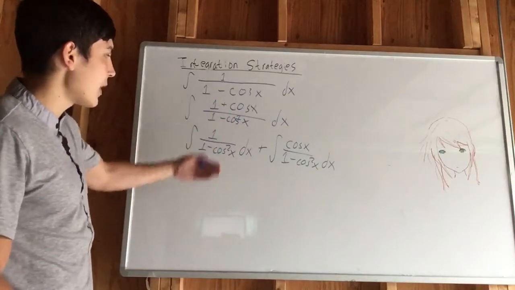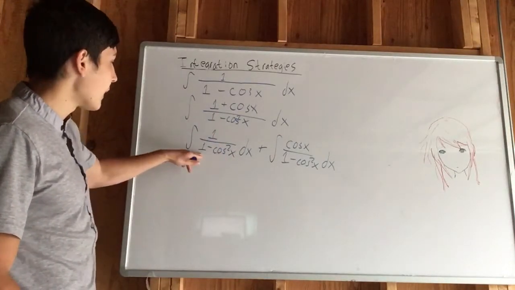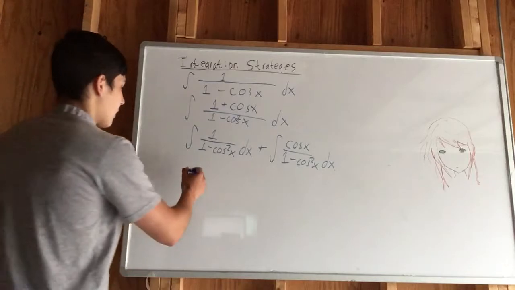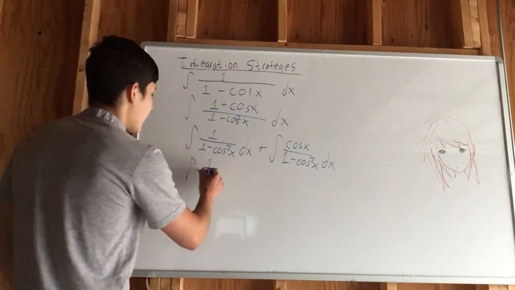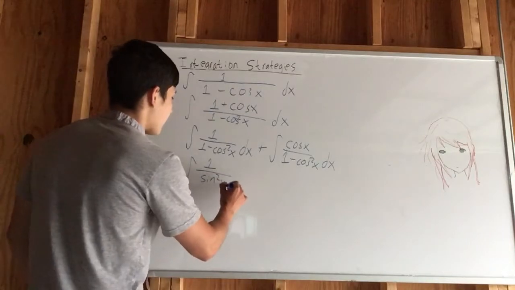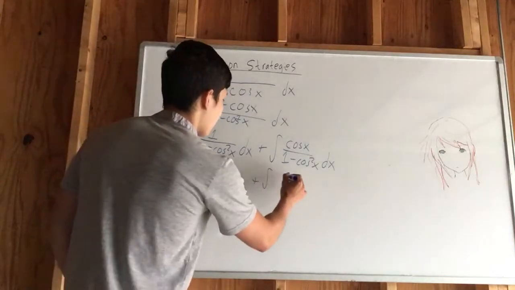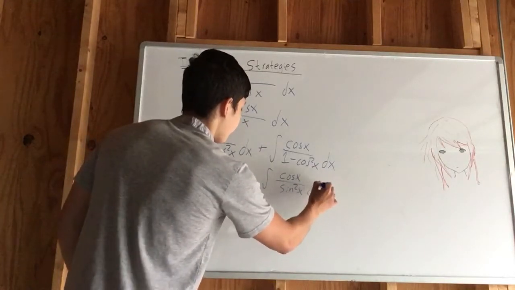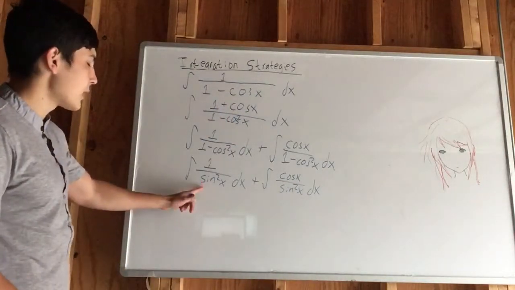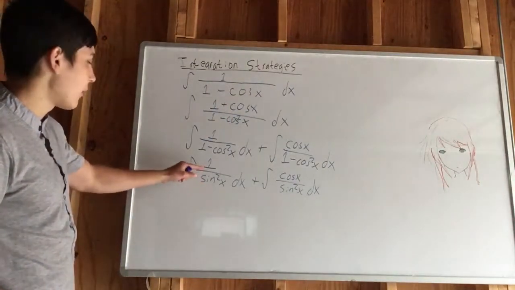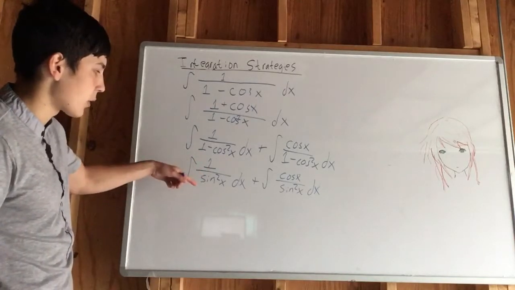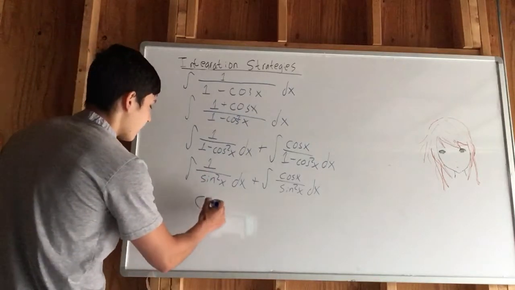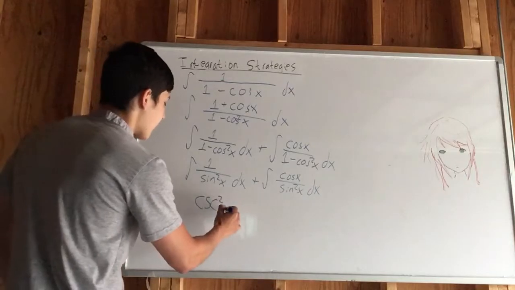Now we could have done this in the previous step, or we can notice it now, that 1 minus cosine squared of x is the same thing as sine squared of x. This is just sine squared of x. Cosine of x over sine squared of x. What does this give you? Remember that if you have the reciprocal of sine squared of x, it's actually just cosecant squared of x.